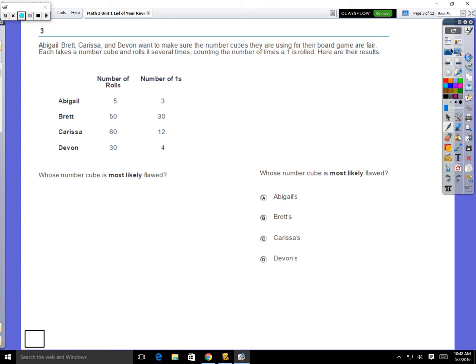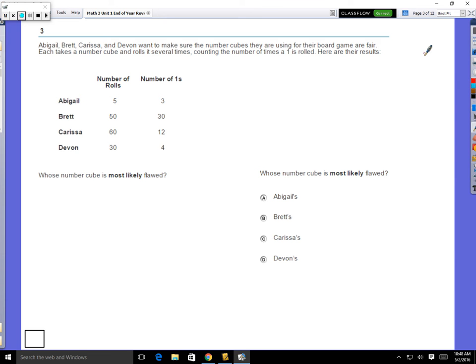Abigail, Brett, Chris, and Devin want to make sure the number of cubes they're using for the board game are fair, so they each take a cube and roll it several times, and they're keeping track of the number of times that a 1 is rolled. Here are their results. So Abigail, she rolled only 5 times. Out of those 5 times, she got 3 1s. So 3 out of 5, she is rolling 1 60% of the time.